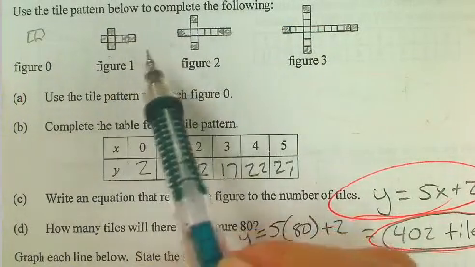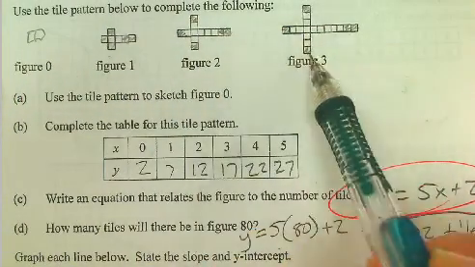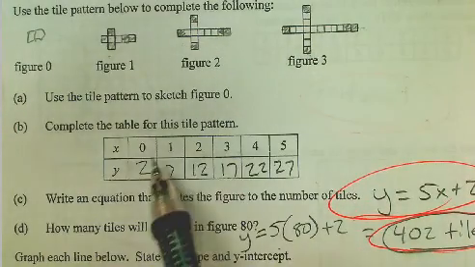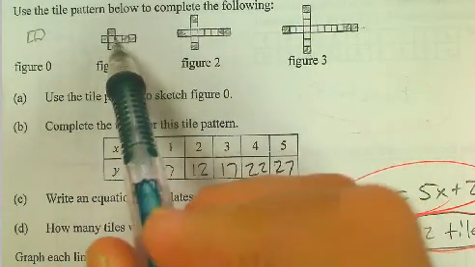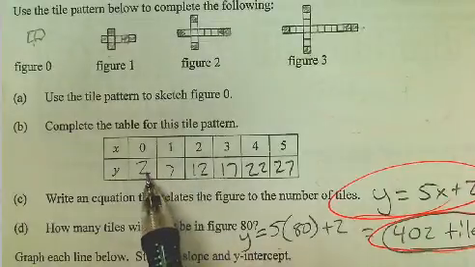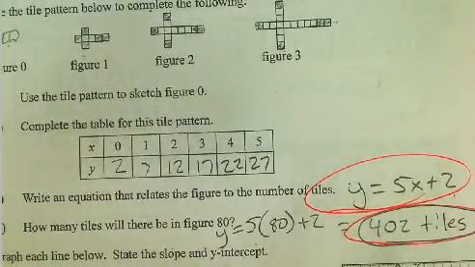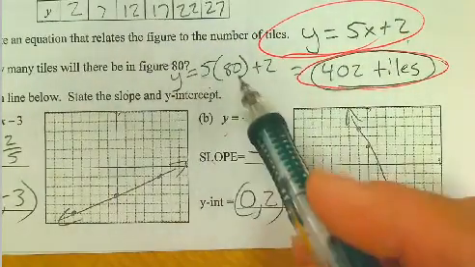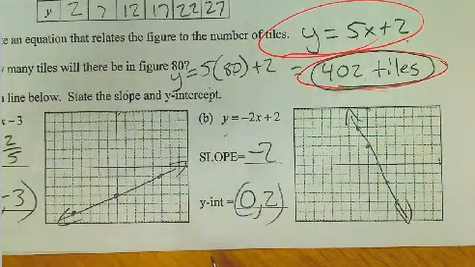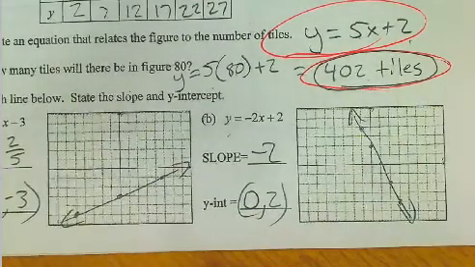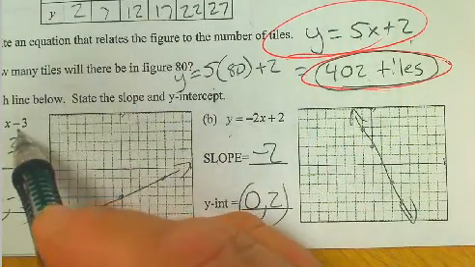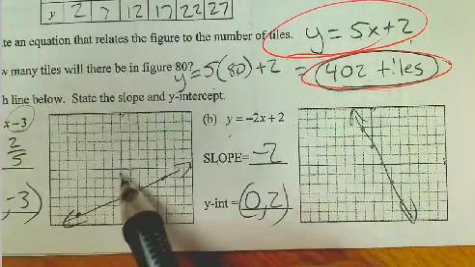We're adding 5 tiles each time. 1, 2, 3, 4, 5 each time. And so I subtracted 5 from this one to get the 2. So it starts with 2. So that means it's a 2 plus the 5x. 80th one, plug in 80 for the x. Find the 402 tiles.